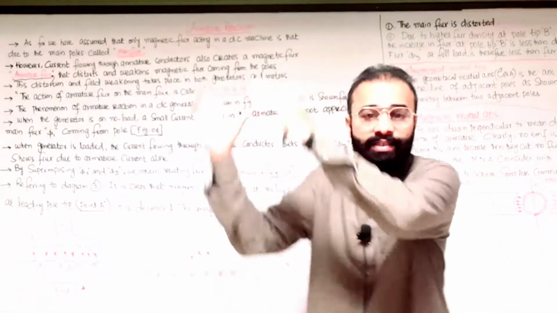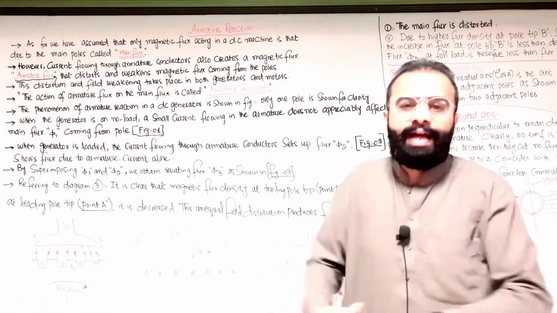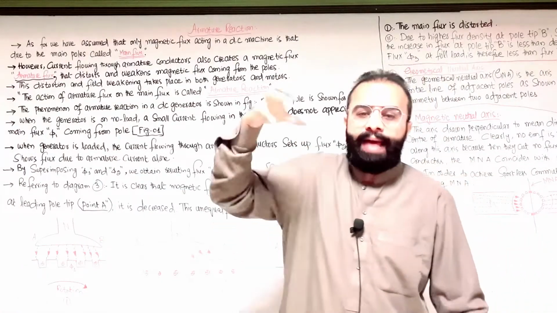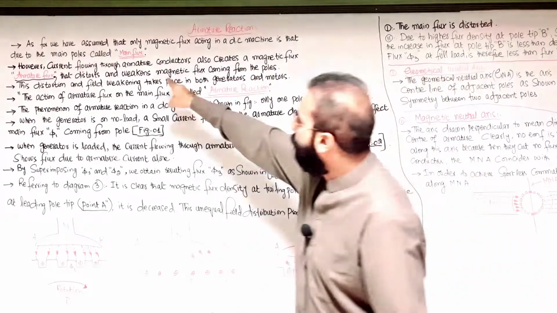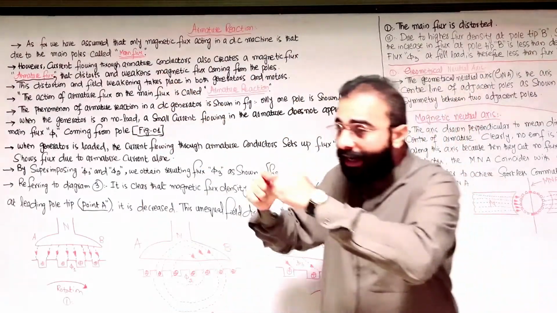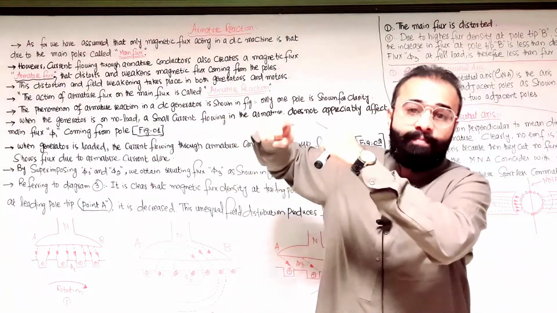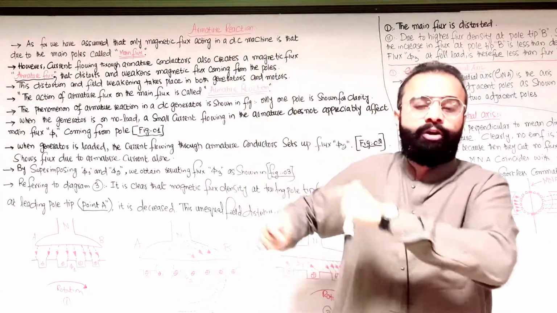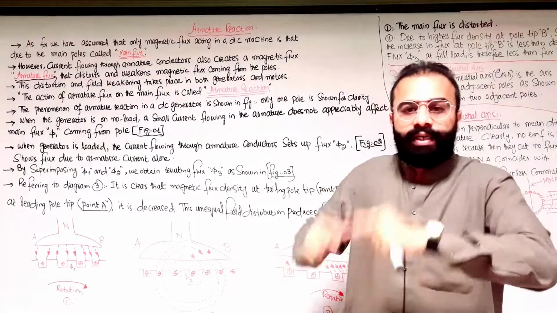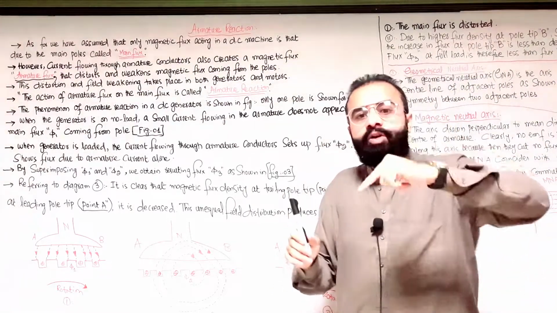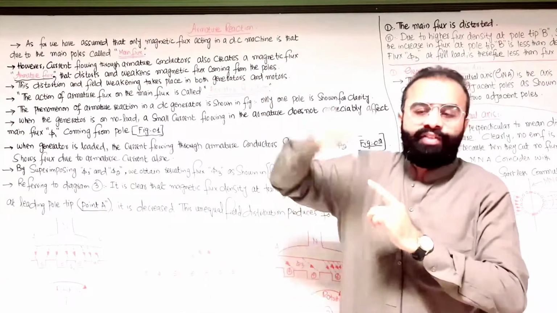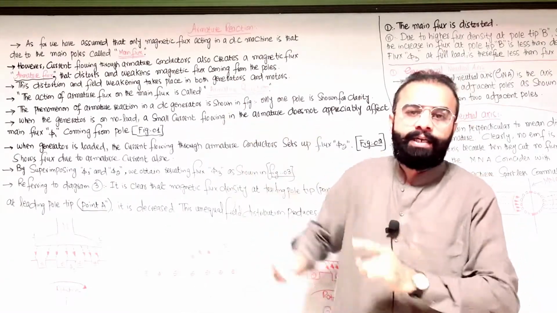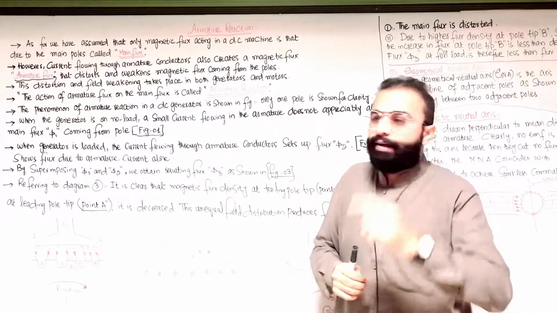Whenever the generator is loaded, currents are induced in the armature conductors, and the magnetic flux produced by them is called the armature flux, which distorts or weakens the main flux coming from the main pole. So this is the armature reaction: the armature flux distorts or weakens the main flux coming from the main poles of the DC machine. That action is called the armature reaction.